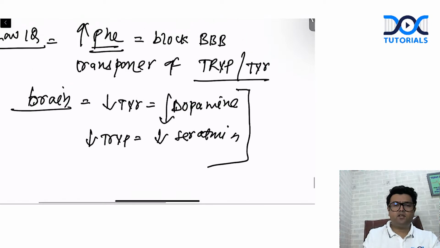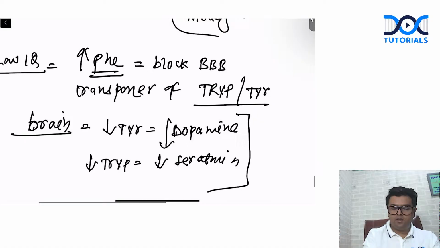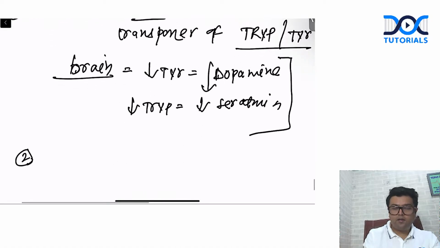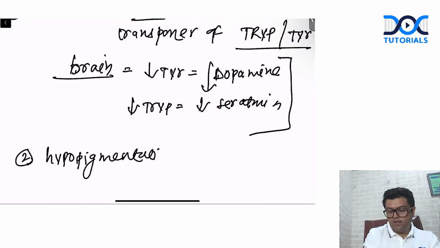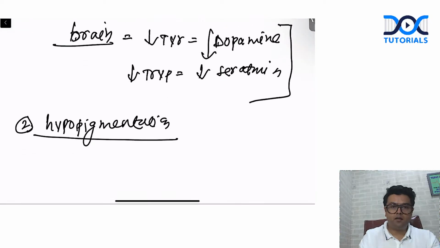Now guys, what are the other features? Other features may be like seizures or epilepsy. But this was the first feature, low IQ. The second feature is hypopigmentation. Okay, hypopigmentation. So we see it is not albinism. It is just a decrease in melanin synthesis.